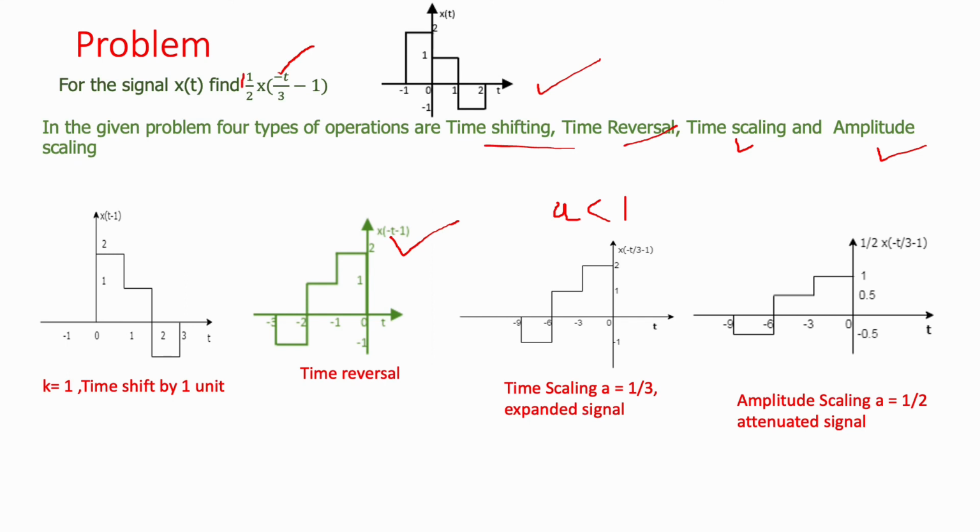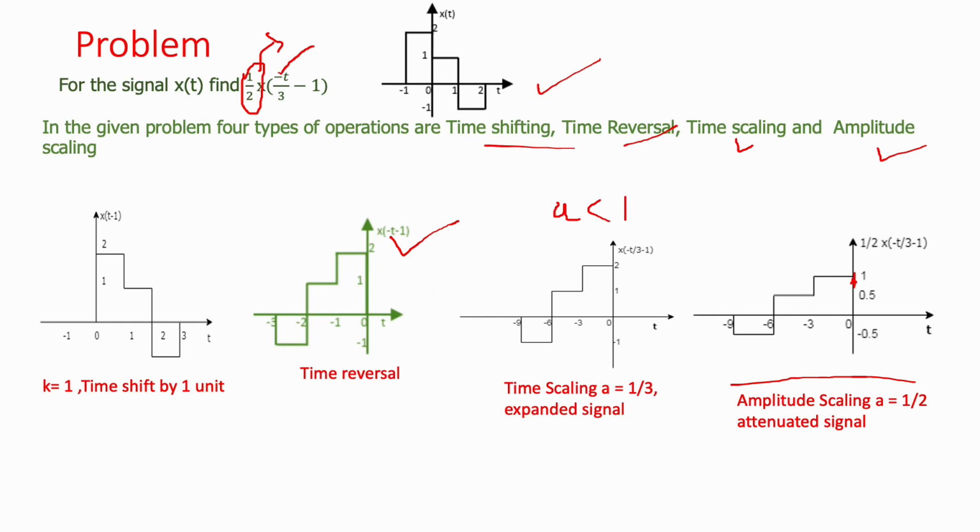So the next part, amplitude scaling. The half present at the outside is called the amplitude scaling. So here A is 1 by 2. So 1 by 2 will give changes in the y-axis. What will happen is the amplitude 2 gets reduced to exactly half. So what you will get is 1. Look at the diagram here, 2 divided by 2 gives 1. Similarly here, 1.5. So this is called amplitude scaling.